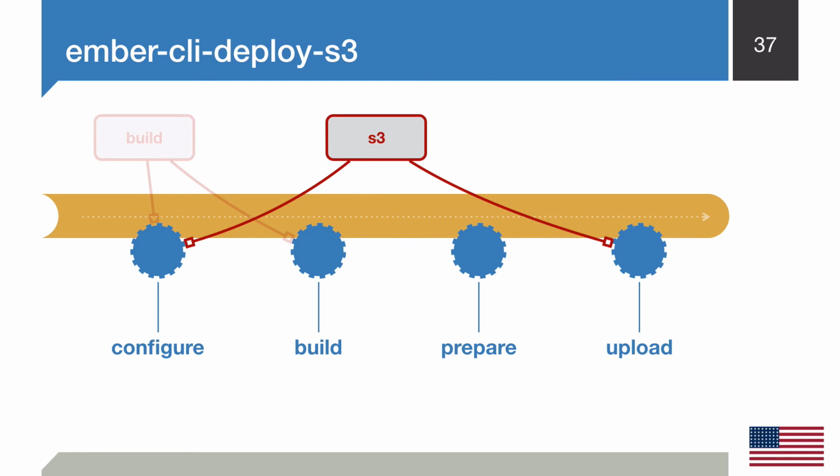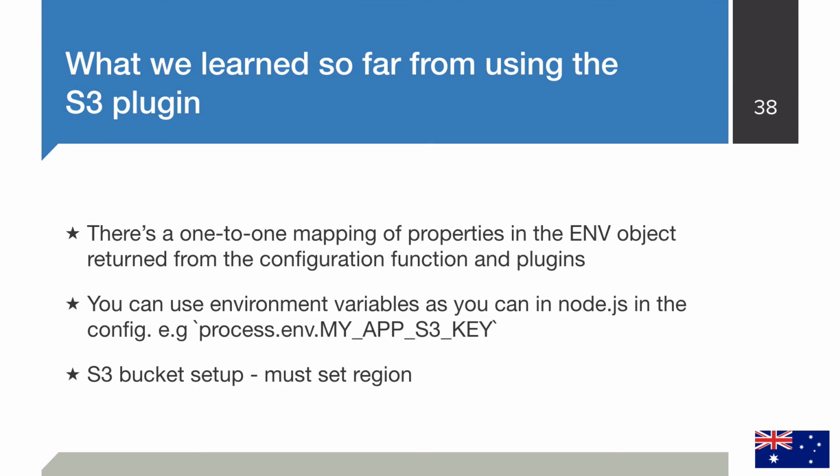Yep. There we go. So what did we learn here, Aaron? We basically learned that in the configuration file there's a one-to-one mapping from the top-level object in the configuration object that's passed back and your plugin. So basically take the plugin name minus the ember-cli-deploy prefix, and that's what your configuration object is. You can use environment variables in a .env file or however you like to do it. And one of the key things is to make sure for now that you set your region, because if it's not US East 1, then it's going to fail on you with a very unhelpful message.